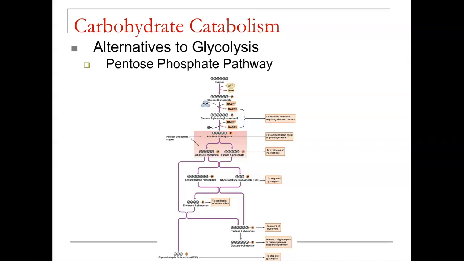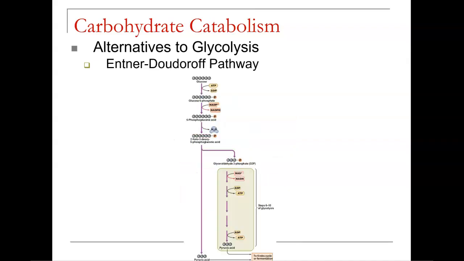Or you can enter into what's called the Entner-Doudoroff pathway, and that's going to be a series of reactions that catabolize glucose to pyruvic acid. And so that pyruvic acid is going to use a different enzyme than those that are used in glycolysis or in pentose phosphate. That's going to give you a single molecule of ATP, a single molecule of NADPH, and it's going to have precursor metabolites.